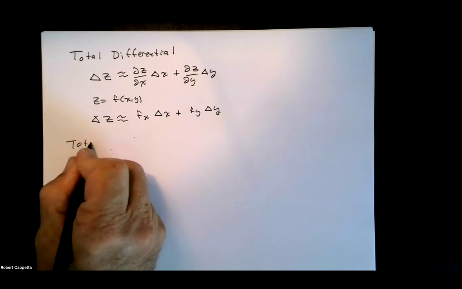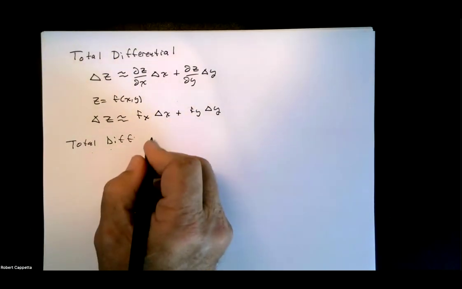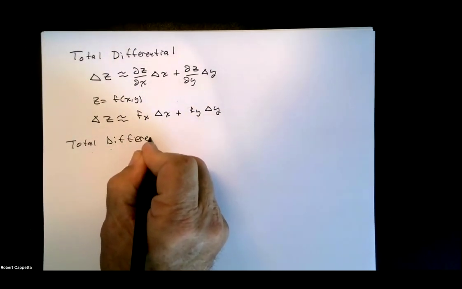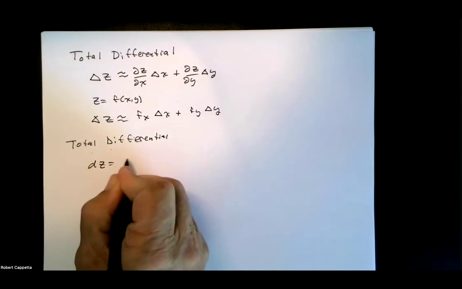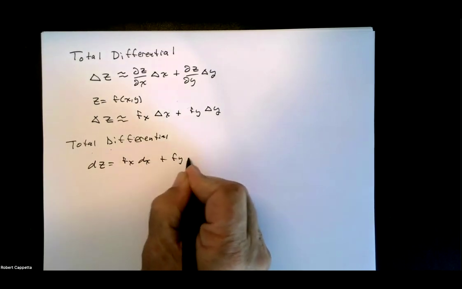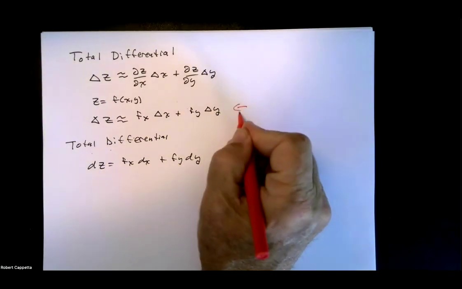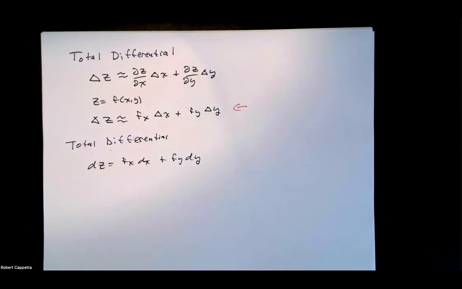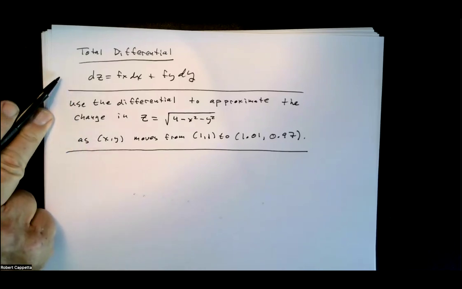What is my total differential going to be? As we shrink delta x and delta y to 0, we get the following. We get dz is f sub x dx plus f sub y dy. That's the differential, although this is the one that we're going to use to approximate things. If you're approximating a change, that's the one that we're going to use. So there's our formula that we motivated with the geometry.